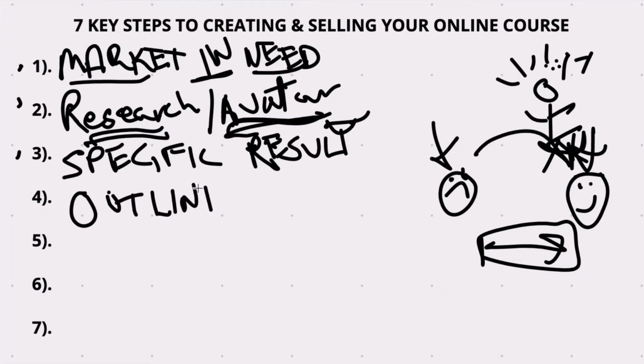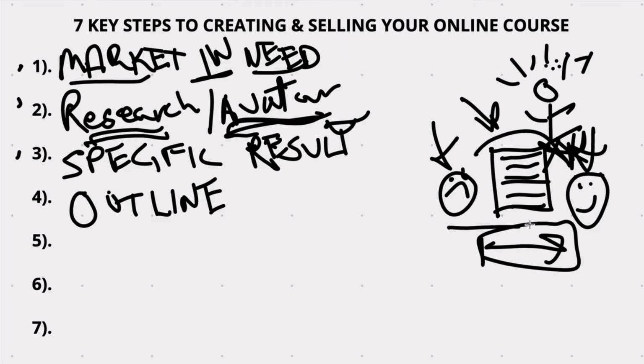Okay, so once you decide on what the big promise is that's going to happen here, and a lot of this stuff is out of my Digital Freedom Formula. I mean, this is the process that I teach. But once you've decided what the big promise is here, you're going to outline the course as to how you are going to help them get from here to here.